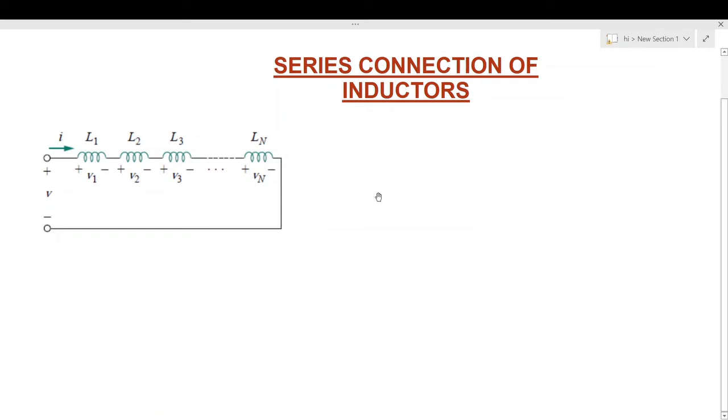In this video, we will see series connection of inductors. For that, we will have a circuit which has one voltage source V and n number of inductors connected in series as shown in the diagram. The amount of current flowing through all the inductors will remain the same and the voltage drop across each inductor will vary. That is, the voltage drop across L1 will be V1, L2 will be V2, L3 will be V3, and up to Ln, the voltage drop across Ln will be Vn.